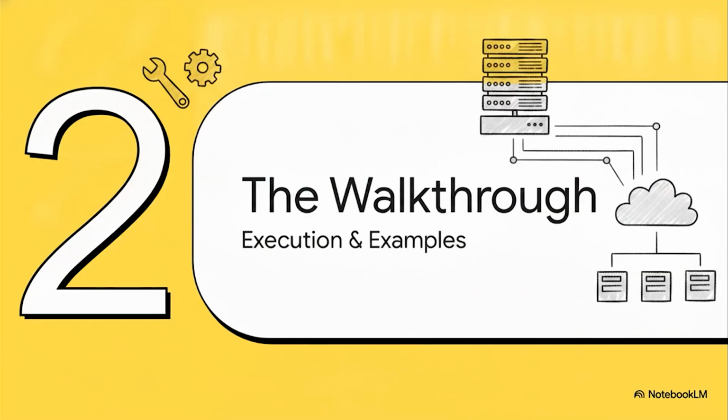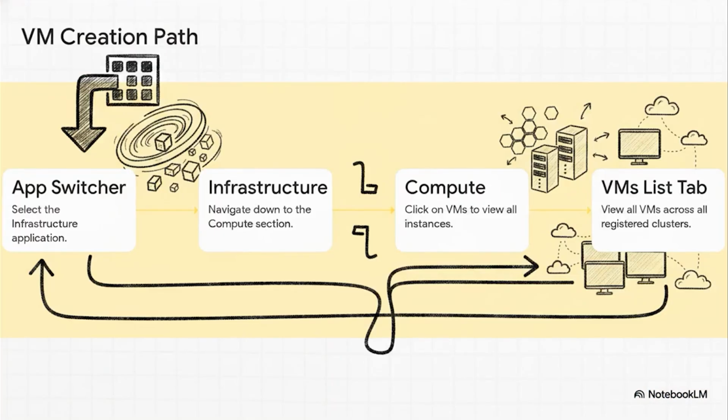Moving right along to Section 2, the walkthrough. Let's look at the actual execution and some concrete examples. Navigating to create or update a VM in Prism Central is completely standardized, and mapping out this muscle memory is key. You start the application switcher, you select the infrastructure application, navigate down to compute, and finally hit VMs.